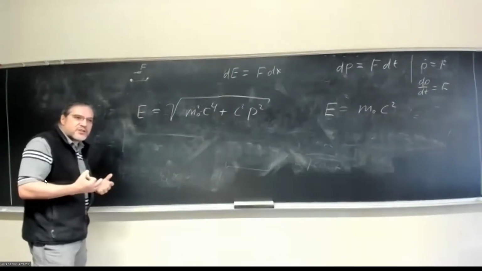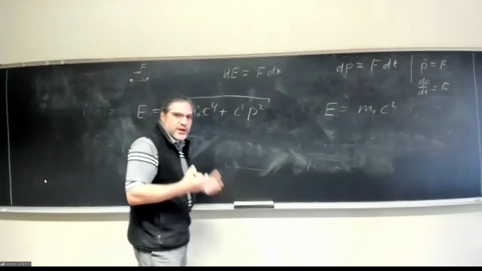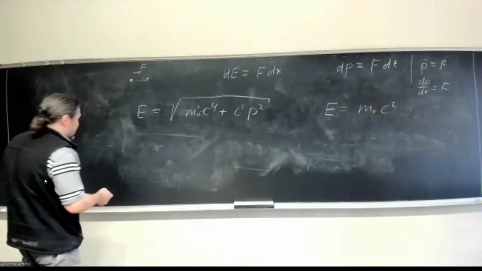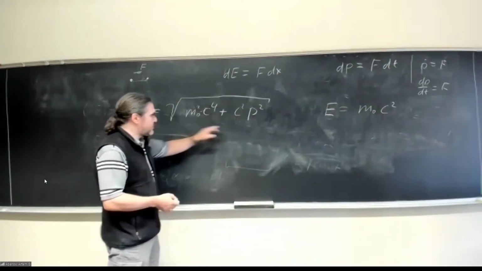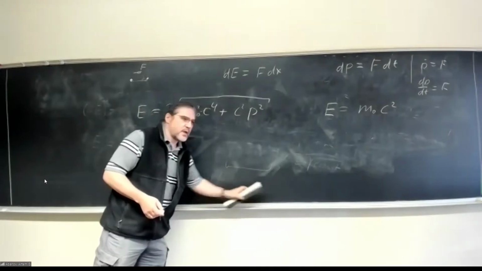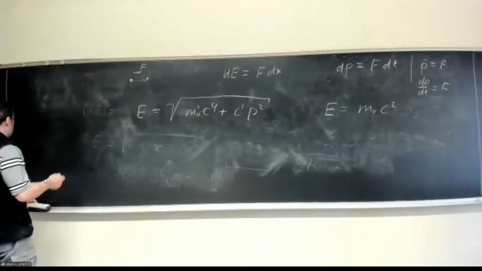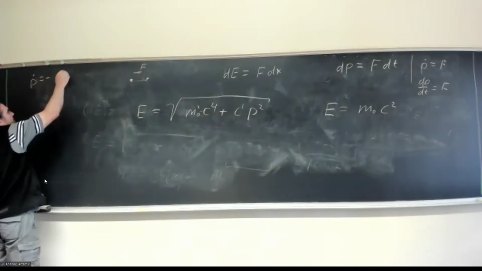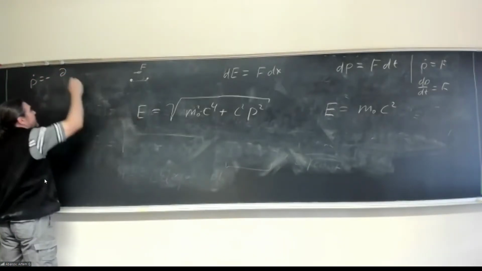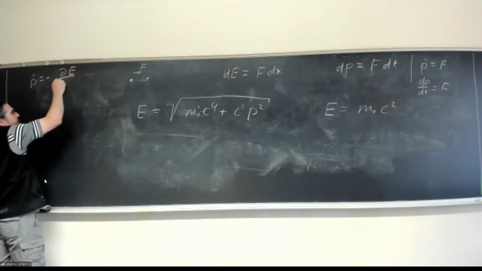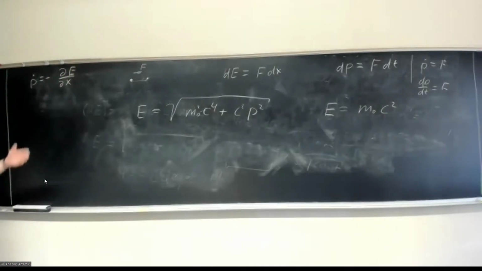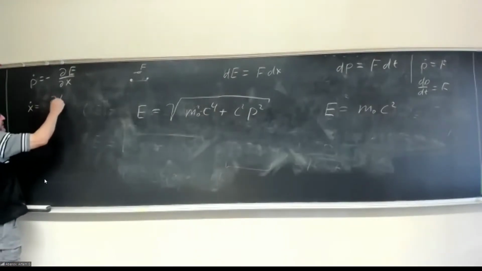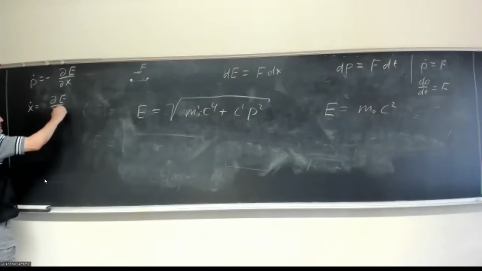Right? Energy as a function of momentum is a Hamiltonian. And if we have a Hamiltonian, we can write Hamiltonian equations of motion. Right? This is now our Hamiltonian because it depends on the momentum. And the Hamiltonian equations of motion tell us that p dot equals minus d Hamiltonian, which is now our E, differentiated with respect to x, the coordinate, and x dot equals dE over dp.